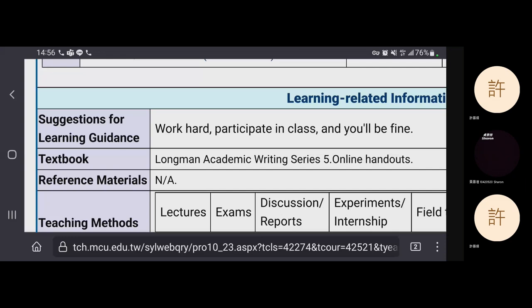Let me do a very quick comparison contrast. One of the units this semester is comparison contrast. So this is also an example. So why might you want to buy the textbook? First of all, it's easier to take notes on paper.